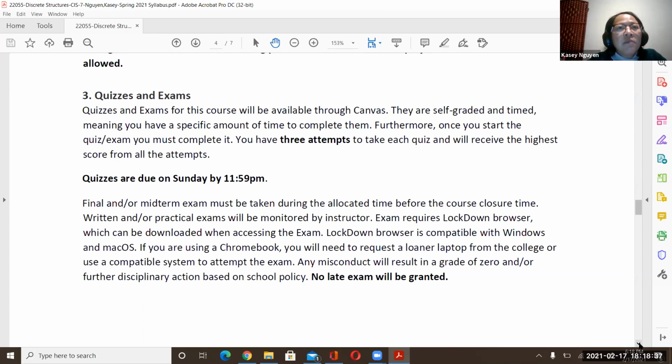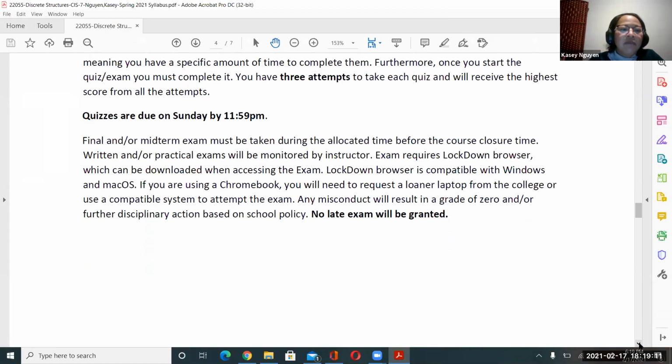I do use Lockdown Browser for the final. So if you're using a Chromebook, try to see if you can either borrow a laptop from school to take the test, or utilize another system. It works on Mac OS and Windows OS. Unfortunately, it doesn't work on Chromebook right now, but you have to install that particular browser in order to take the test. It locks you in, so that way you can't have other things open at the same time. That is just standard procedure for test taking online.